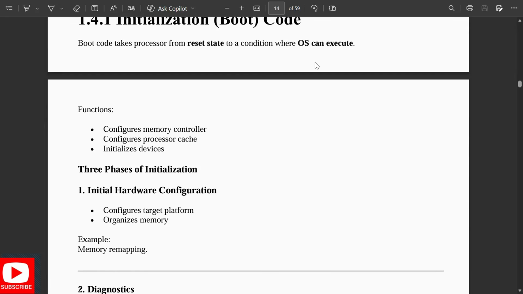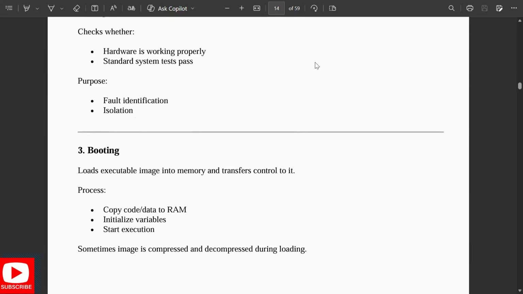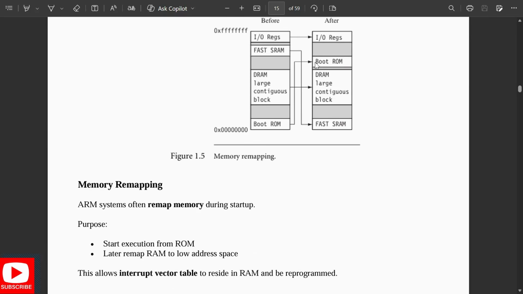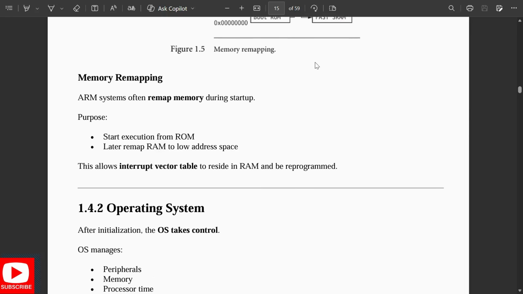It configures the memory controller, configures the processor cache, and initializes devices. There are 3 phases of initialization: first initial hardware configuration, then diagnostics, and finally booting. Next is memory remapping. ARM systems often remap memory during startup. They start execution from the ROM and later remap the RAM to low address space. This allows the interrupt vector table to reside in the RAM and be reprogrammed.